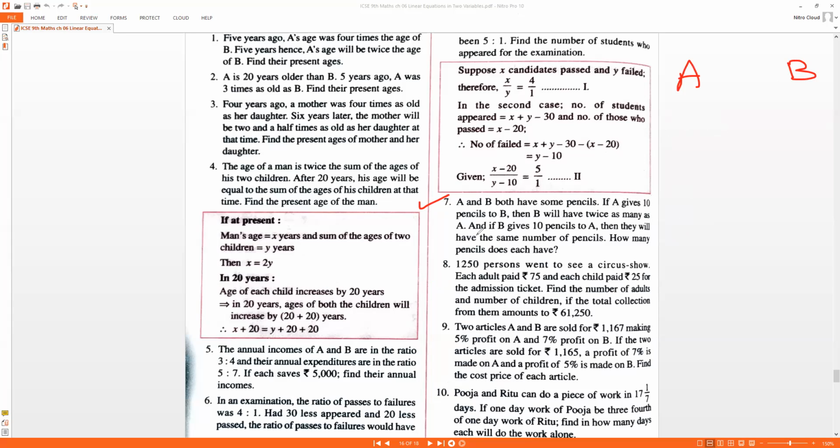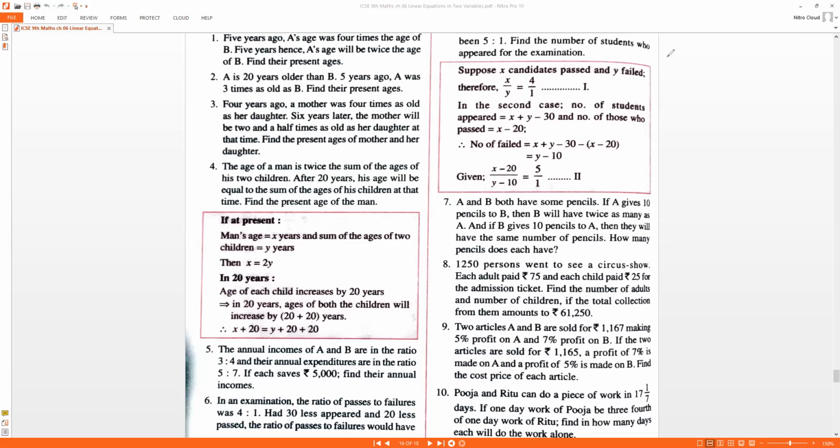If A gives 10 pencils to B, then B will have twice as many as A. Okay, so what will we call X and Y? Tell me, what will be X and what will be Y? X is equal to the number of pencils with A and Y is equal to the number of pencils with B. Very good, absolutely, very nice.